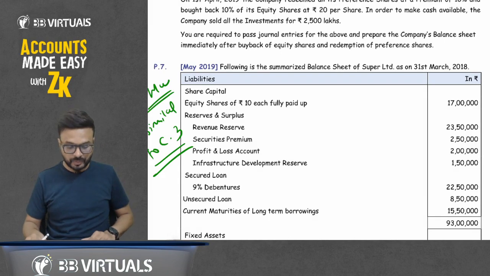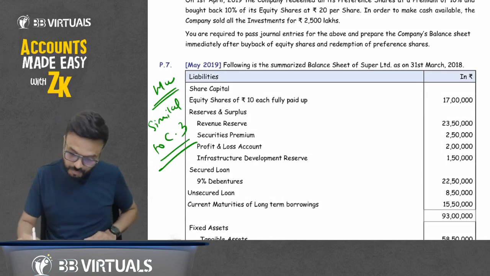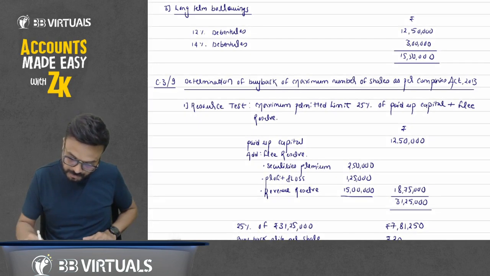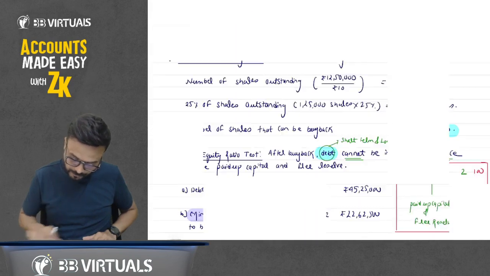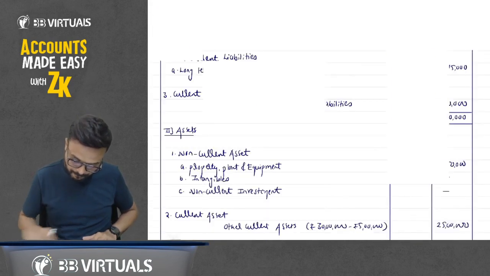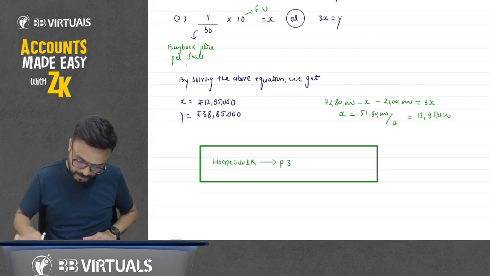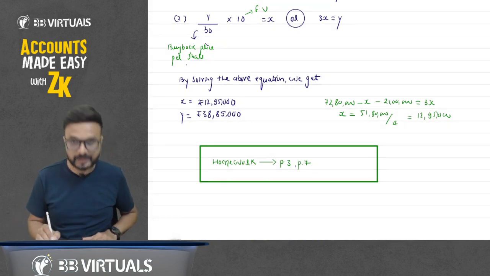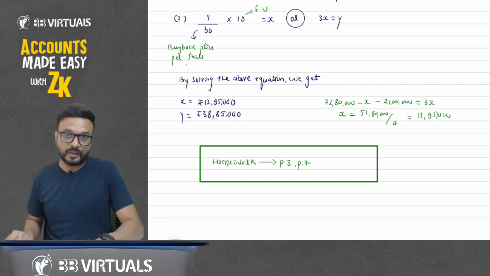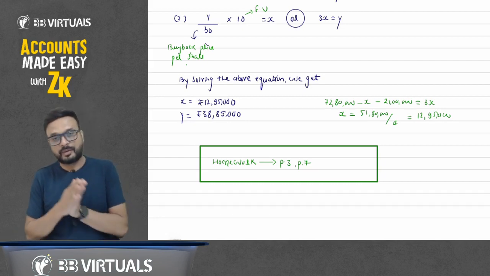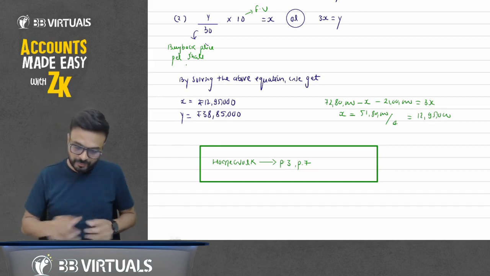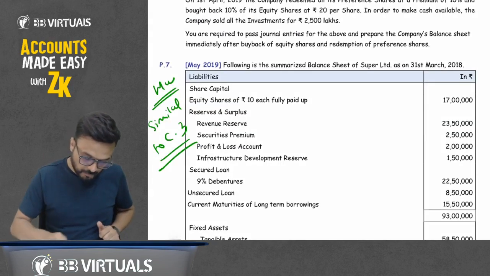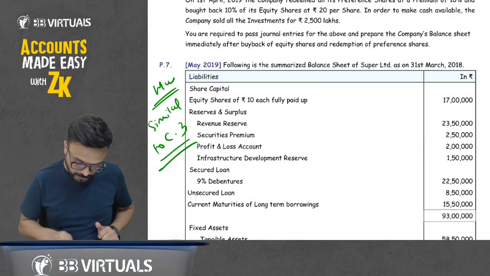Okay, this is for today. So today's homework is question number 3 and practice question number 7. 2 questions are in homework. This is for today. Now tomorrow we'll solve from question number 5th. Okay, so this is for today.